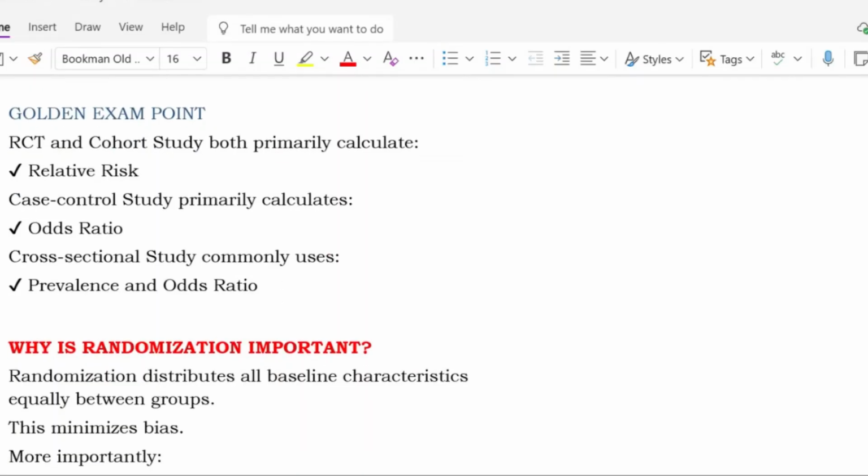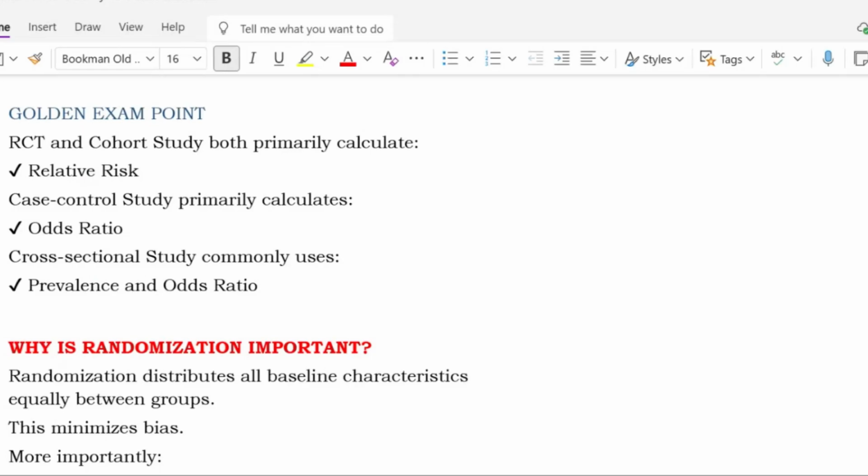Okay, so RCT and cohort study both primarily calculate relative risk. Case control study primarily calculates odds ratio. Cross-sectional study commonly uses prevalence and the odds ratio. So these things you have to remember: case control, odds; cross-sectional, prevalence; and RCT and cohort study will give you the incidence as well as relative risk.